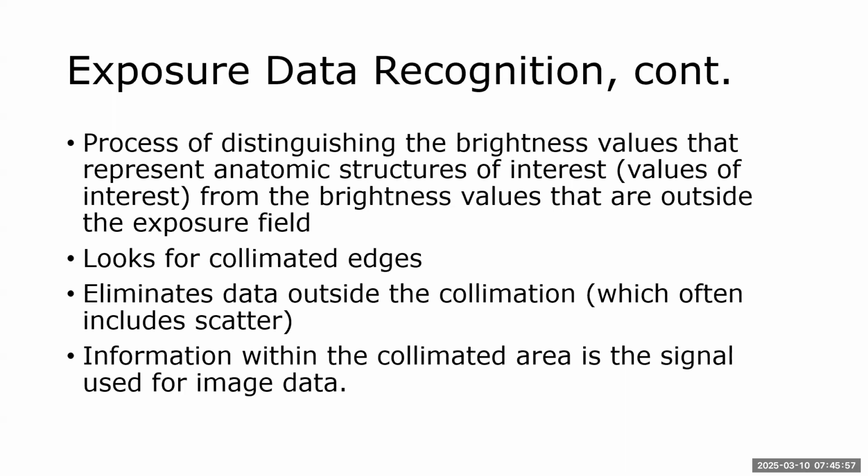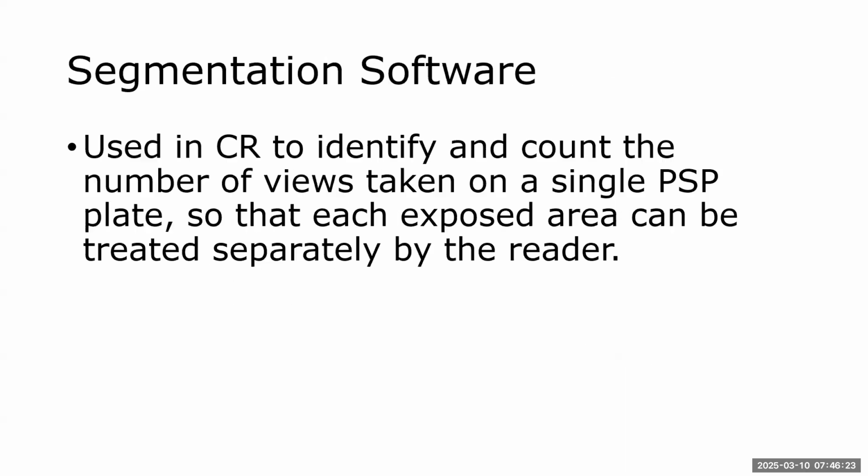So it's going to look for collimated edges. It's going to eliminate data that's outside that collimation, which often includes scatter. So that's a good thing. It tries to exclude those values. Information within the collimated area is the signal used for image data. So that is the good signal that we want it to use when it's calculating the exposure index or indicator, or when it is doing the automatic rescaling.